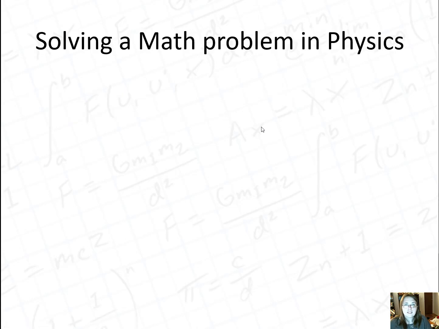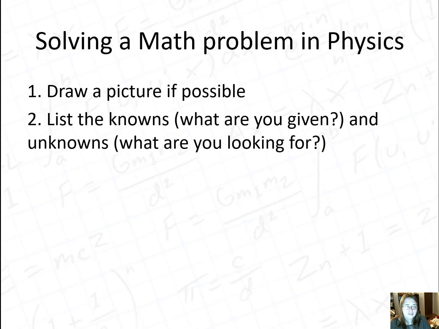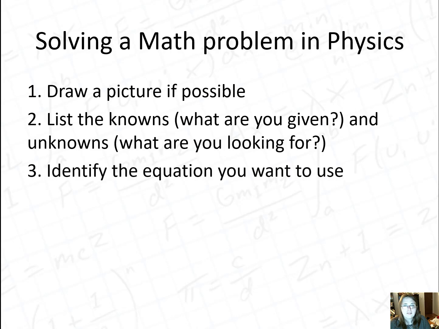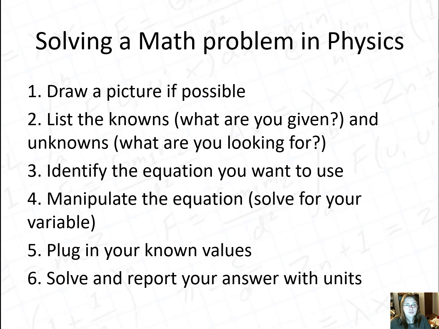So in physics, we often have a kind of standard way of approaching a word problem. First, we need to draw a picture if we can, then list the knowns, what are you given and what do you know, and the unknowns, what are you looking for. Identify the equation you want to use, and then manipulate the equation or solve for your variable. Plug in your known values, and then solve and report your answer with units.